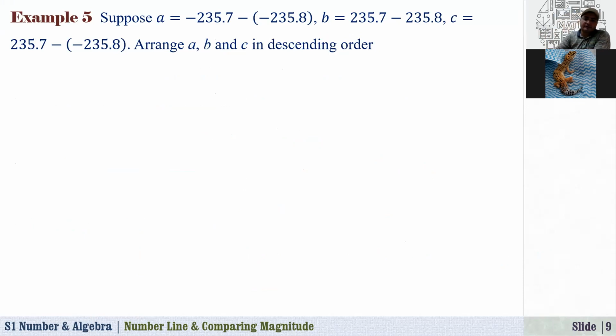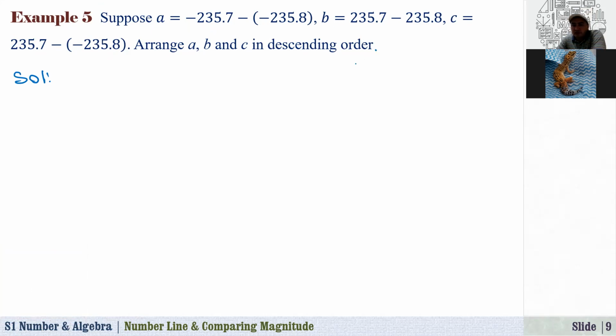So let's see some examples now. Example 5. Let me use blue now. Solution. Suppose A equals negative 235.5 minus 235.8. B is 235.7 minus 235.8. C equals 235.7 minus 235.8. Arrange A, B, and C in descending order.